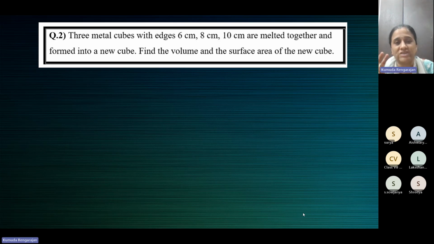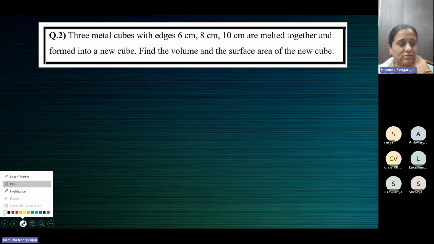Assuming that there is no wastage during the conversion process. What is that conversion process? These three cubes, the metal cubes, are melted and made into one big cube, right? So in this conversion process, assuming no wastage, the volume of all these three cubes will be equal to the volume of that new cube.